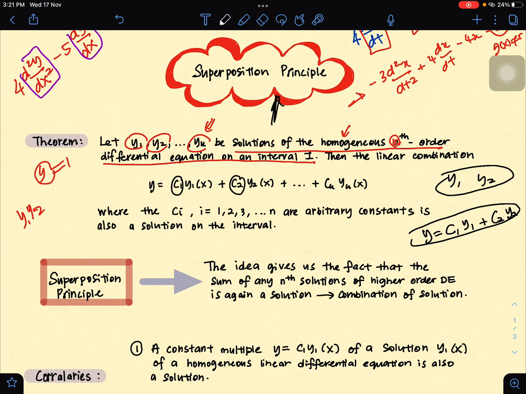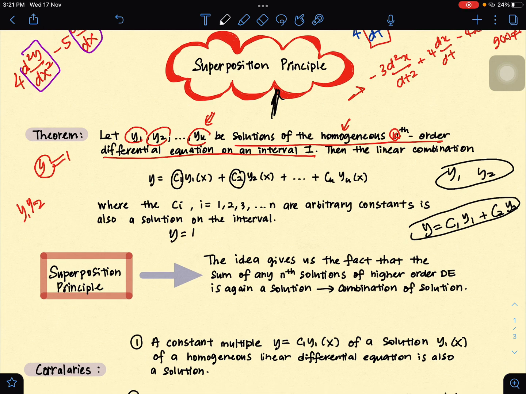Okay, di mana superposition principle punya idea, it gives us the fact that the sum of any n solutions of a higher order differential equation is again a solution. Okay, means that if we have the differential equation with order 5, so we will get 5 solutions. So the combination of all 5 solutions is again also a solution, where we combine all the solutions that we have so that we come up with only one last solution. Okay, maksudnya y dia, solution yang terakhir adalah solution pertama tambah dengan solution kedua, tambah solution ketiga, tambah solution keempat, tambah dengan solution kelima. Okay, dan if you have any constant yang darab dekat depan solution ini pun kita consider dia sebagai again a solution to our differential equation according to superposition principle.